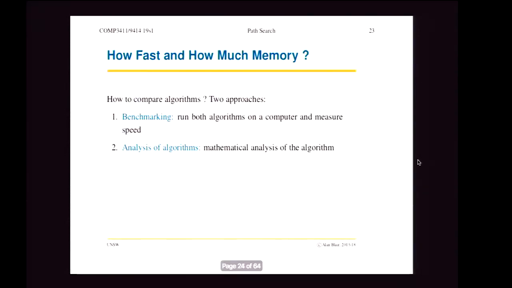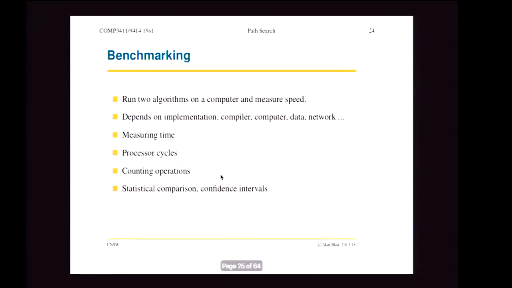Now, several of you have already taken an algorithms course, so we're going to take a fairly informal approach to it here. But just briefly, if I've got two algorithms and I want to know which one is faster, one way to do it would be benchmarking. You implement both algorithms and run them on the same computer on different inputs and measure the speed. But a more principled approach is to do some mathematical analysis of the algorithm.